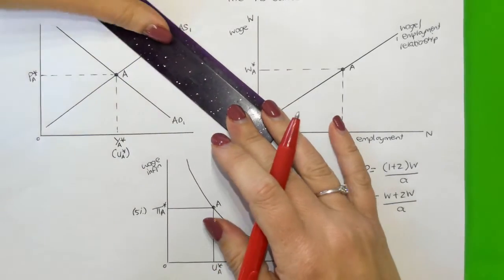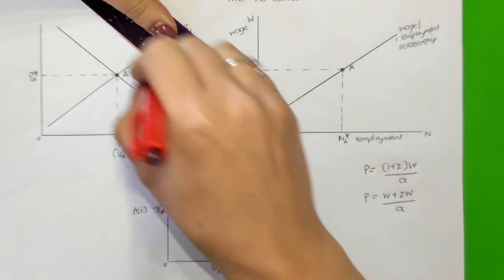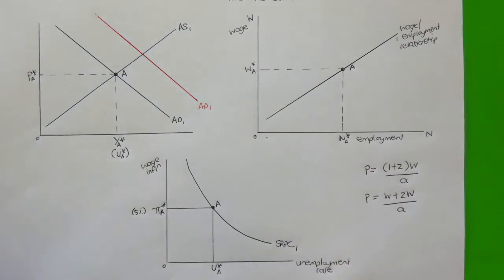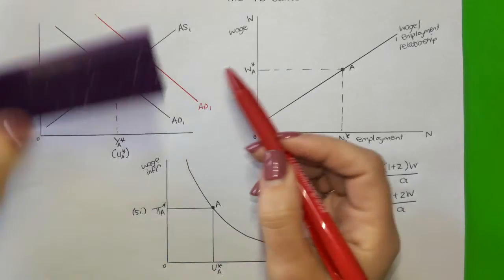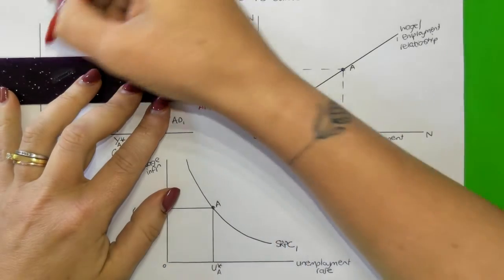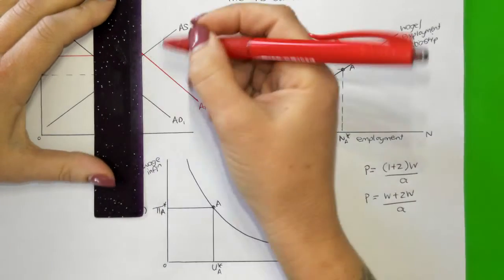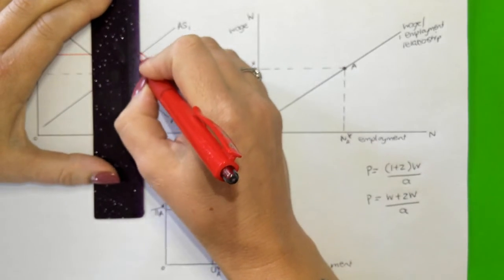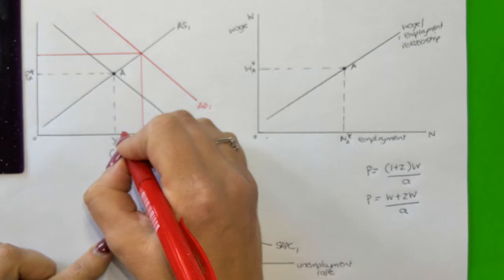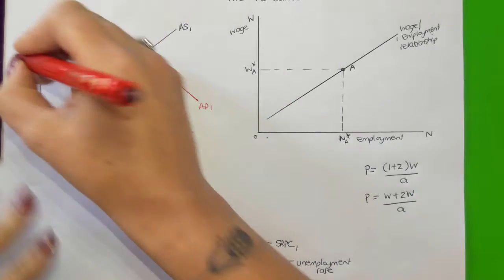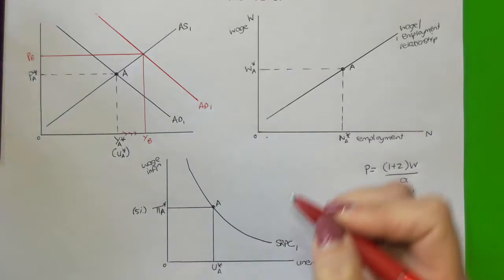So when the demand for goods and services increases, we show that as a rightward shift of the demand curve. And when the demand for goods and services increases, what we can see is that there would be excess demand in the economy, and that excess demand would cause firms to start wanting to expand the amount of output that they are producing.